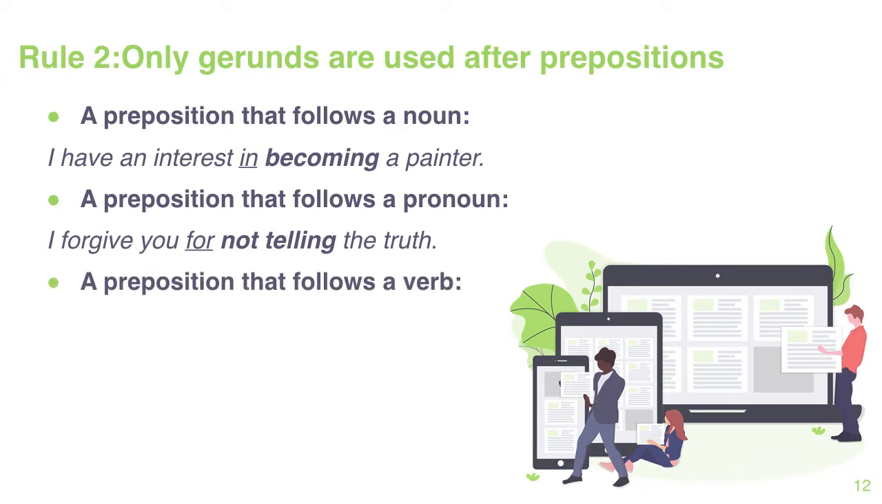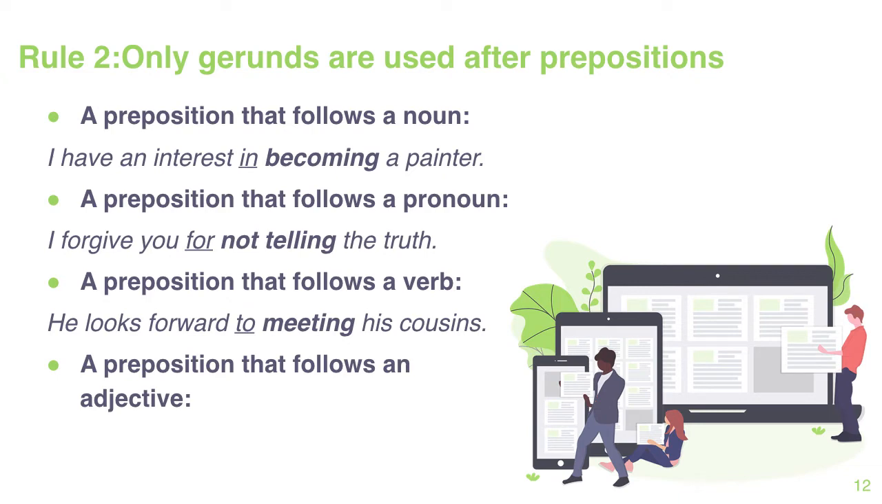A preposition that follows a verb. For example, he looks forward to meeting his cousins and not he looks forward to meet his cousins. You have to pay attention to this common mistake that many people make. And finally, a preposition that follows an adjective. For example, my mom is scared of flying. In the same way, scared is an adjective, of is a preposition, and flying is used as a gerund in this case as well.